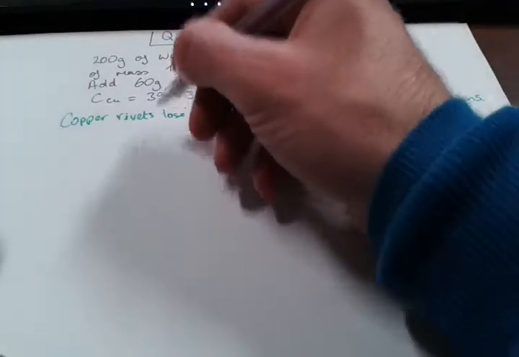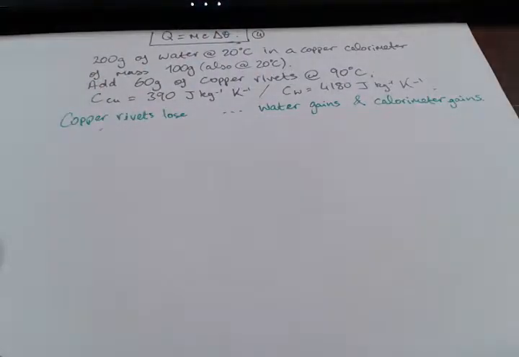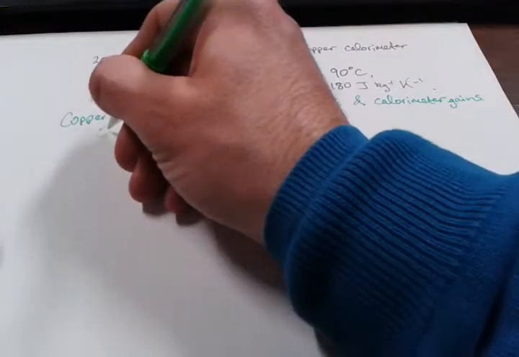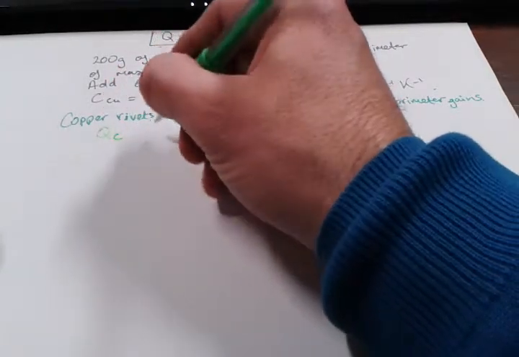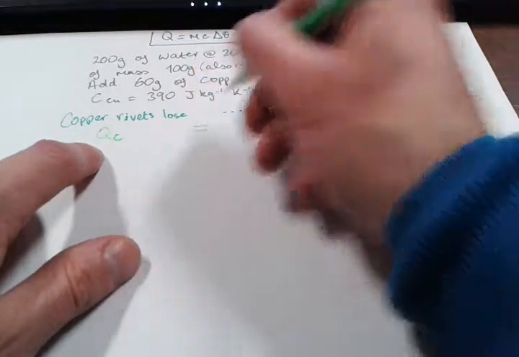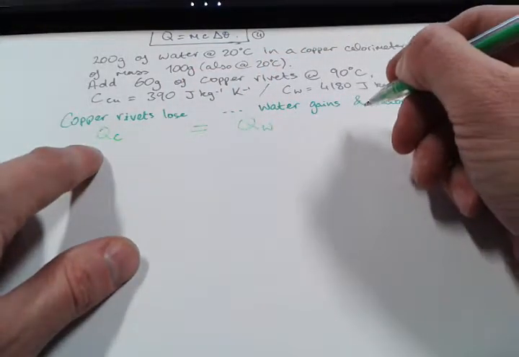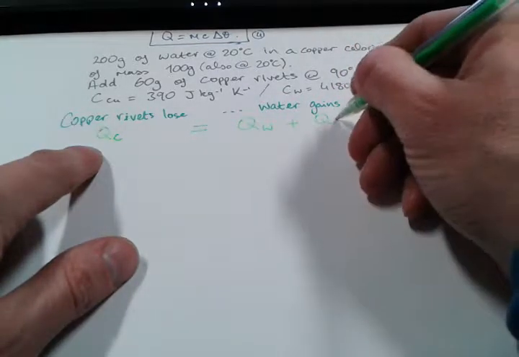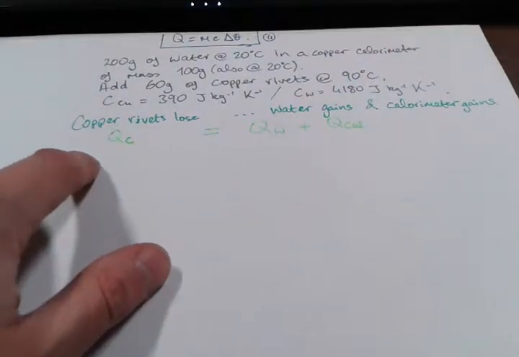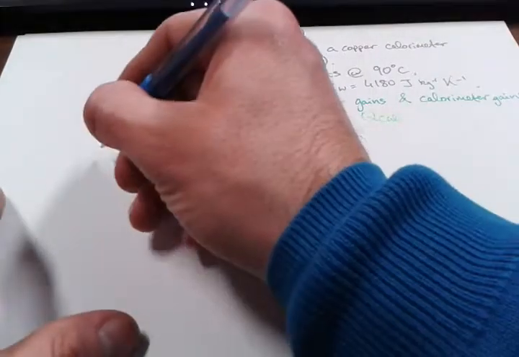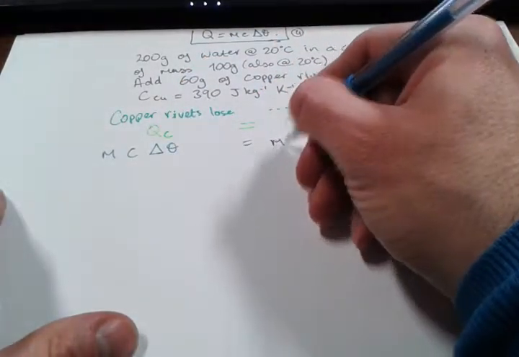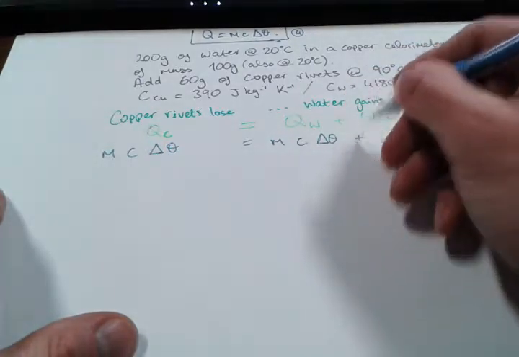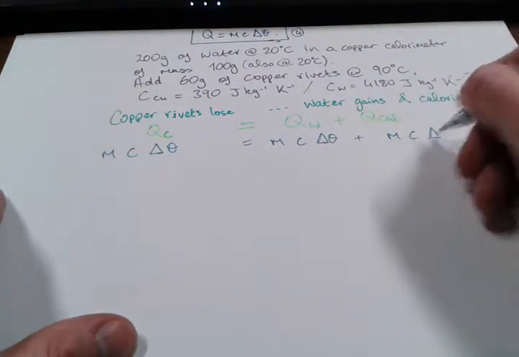Now, anything that loses heat energy is going to be on one side. Anything that gains heat energy is going to be on the other side of the equal sign in our equation. So we're going to have, let's pick a different colour because we already use that, Q for the copper rivets, right? That's the heat energy lost by the copper rivets. It's going to equal the heat energy gained by the water plus the amount of heat energy gained by the calorimeter. It's Q cal for calorimeter. Okay. Q is going to be mcΔθ is equal to, on this side, mcΔθ plus, again, another Q here, so mcΔθ.